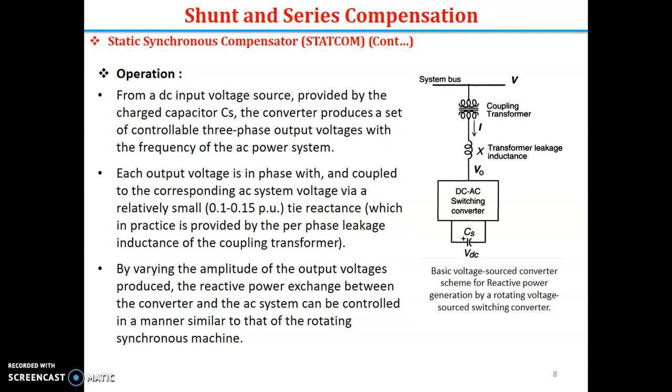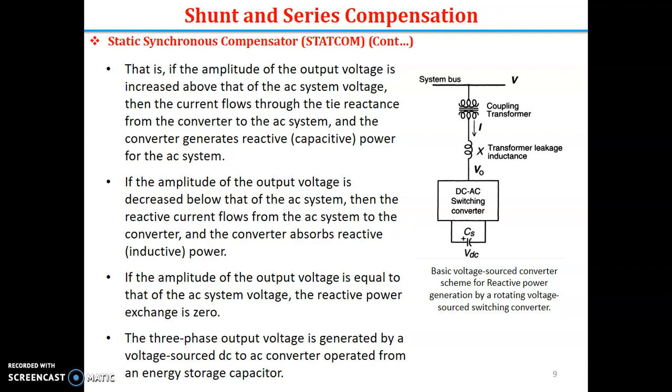10% to 15%. Now by varying the amplitude of output voltage produced, that will be V0, the reactive power exchange between the converter and the system can be controlled in a manner similar to that of the rotary synchronous machine. If the amplitude of the output voltage V0 is increased above the system AC voltage, essentially it will act as a synchronous condenser. Then the current flows through the tie reactance from the converter to the AC system, and the converter generates the reactive or capacitive power to the AC system. That is the principle of operation.